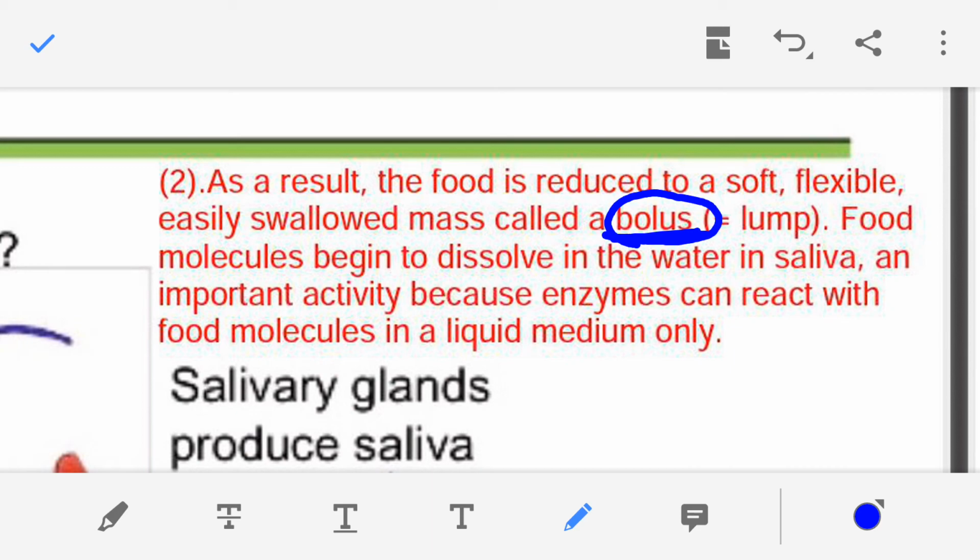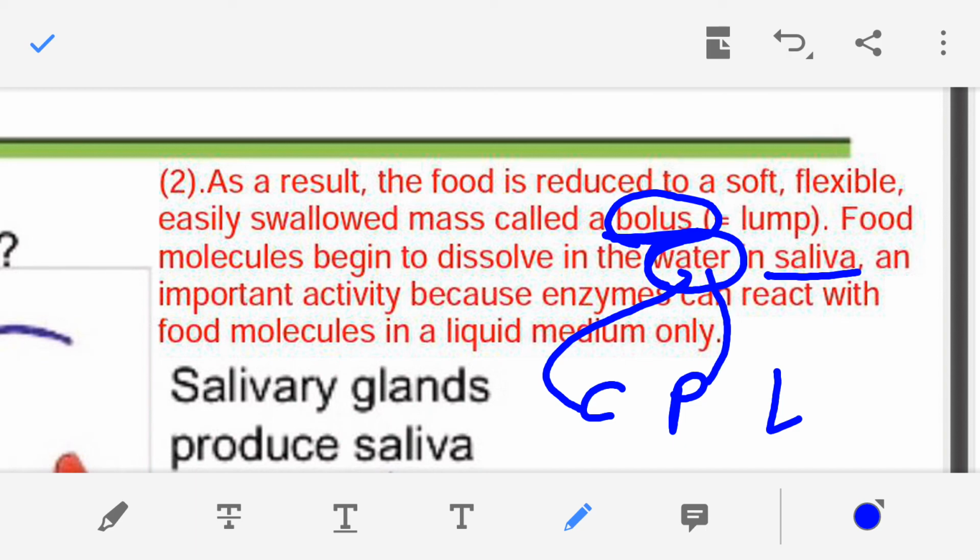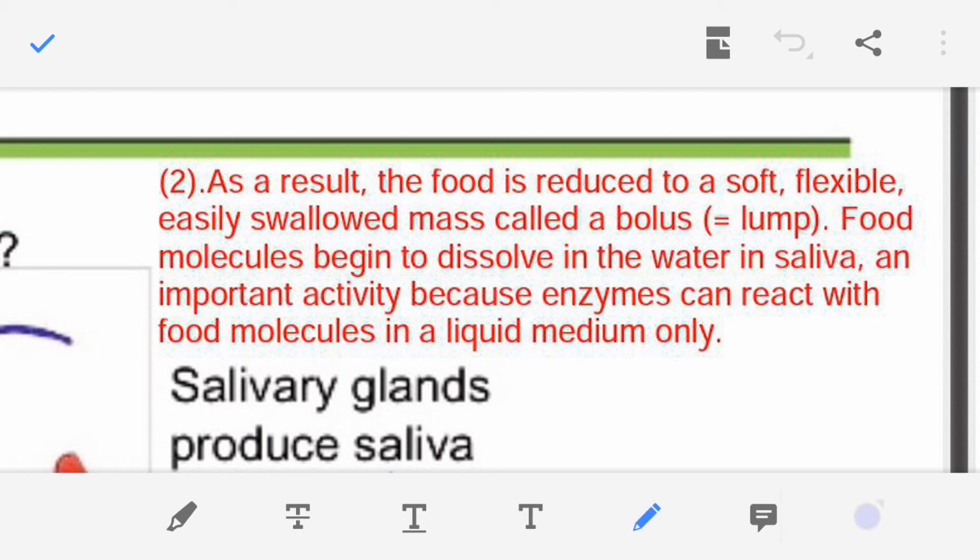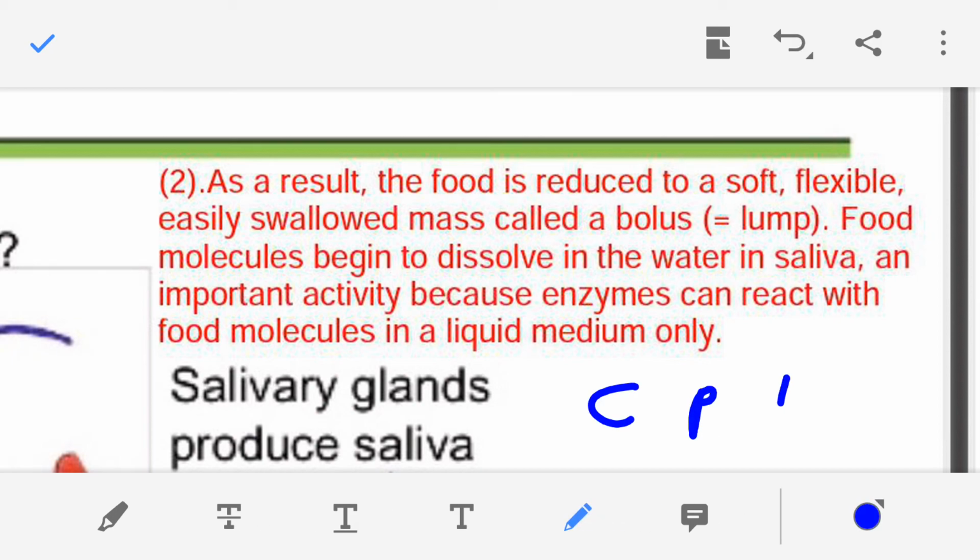From the salivary gland, saliva is there, and in the composition of saliva, we know that most of the saliva is water. In the bolus there is carbohydrate, there is protein, and there is lipid. From the bolus, carbohydrate, protein, and lipid dissolve in the water of the saliva.